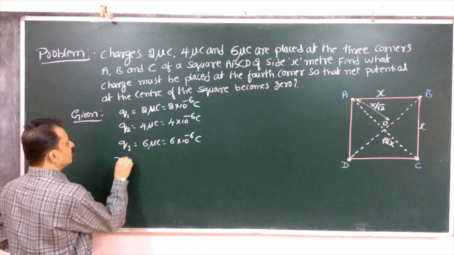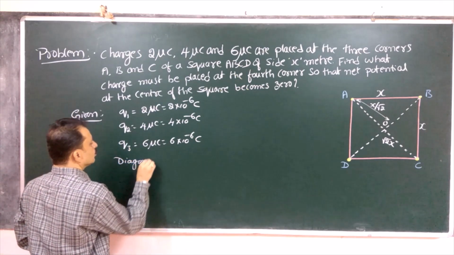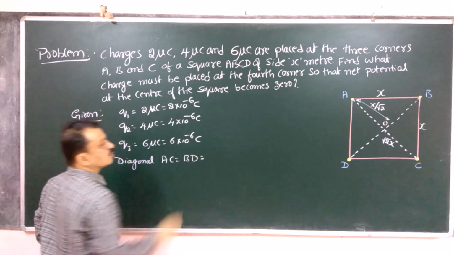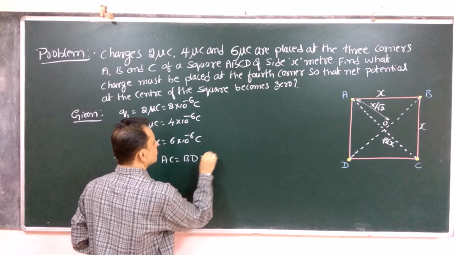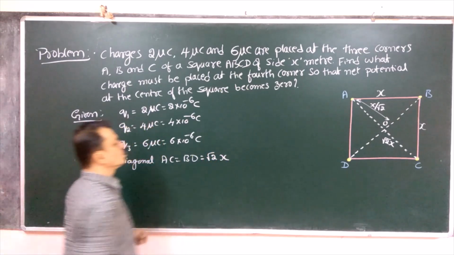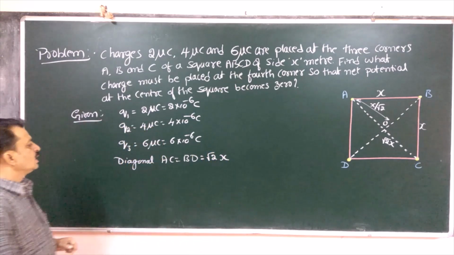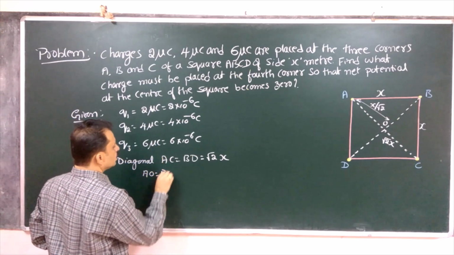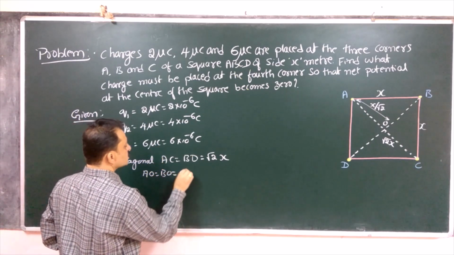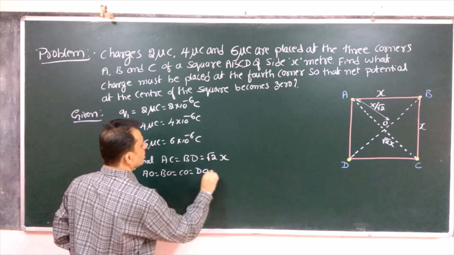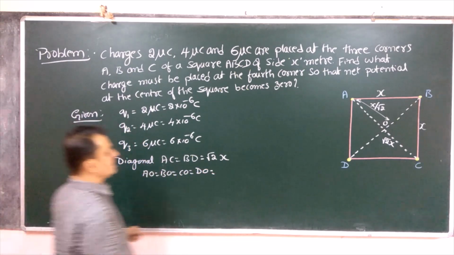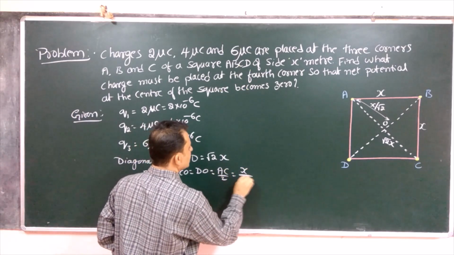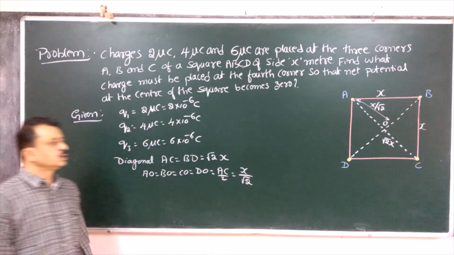Now diagonal. Now AC is equal to, now BD is equal to, so by using Pythagoras theorem you can work out, it is equal to root 2 into x ಬರ್ತದೆ. Then half of the diagonal, that is AO is equal to BO is equal to CO is equal to DO. ಅದೇನಾಗ್ತದೆ, ಇದರ half ಇರ್ತದೆ, AC by 2 ಆಗ್ತದೆ. Therefore it is x by root 2.